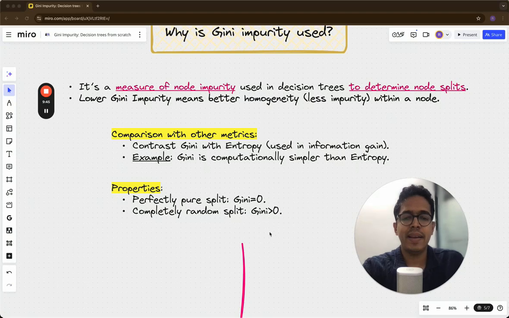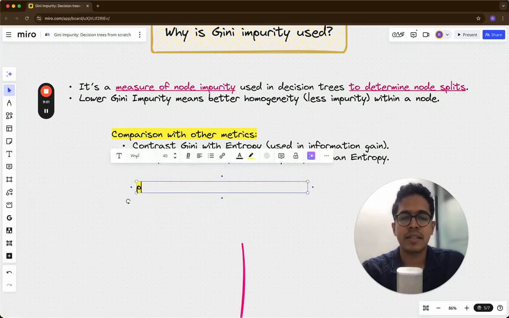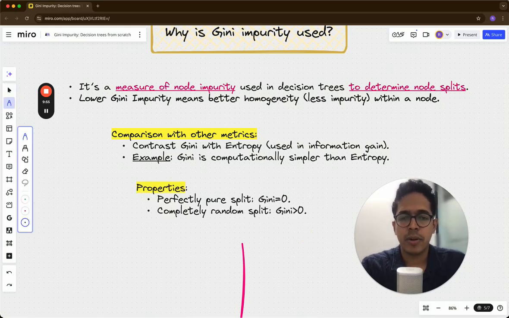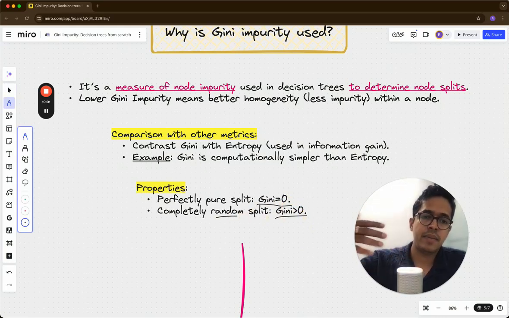So for a perfectly pure split, meaning the data set belongs to only one class, Gini impurity is 0. But when something is not a pure split, Gini impurity will be greater than 0 if it's a random split. And what if this randomness goes to the extreme, where there are infinite points and only one data point per class? Then the Gini impurity will tend to 1.